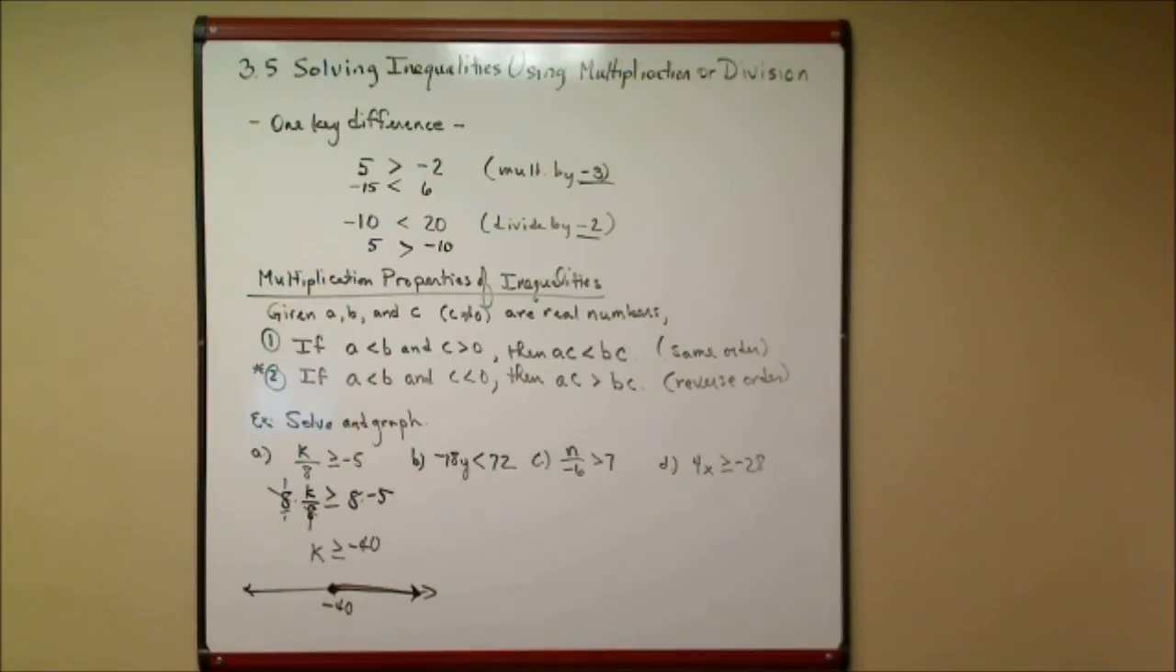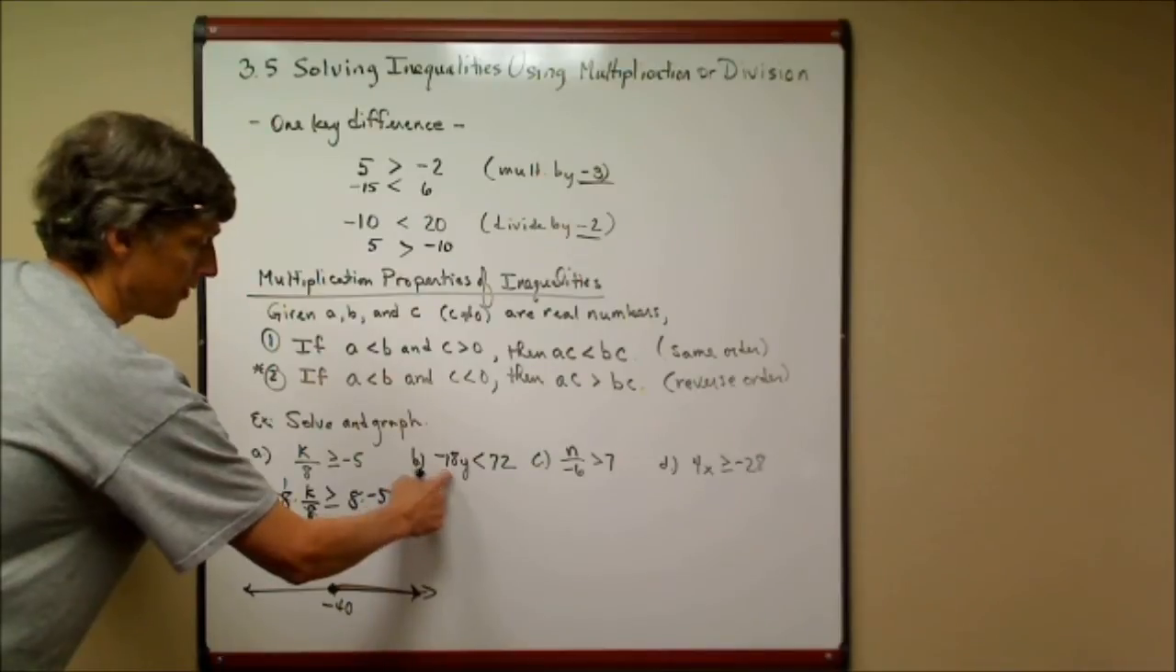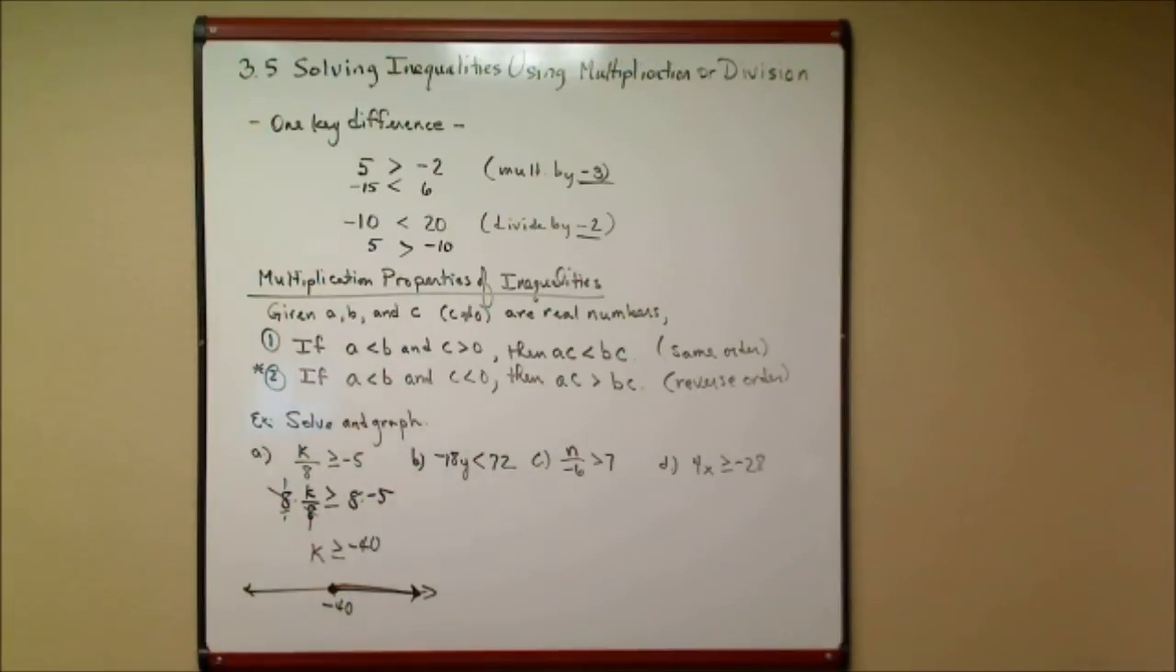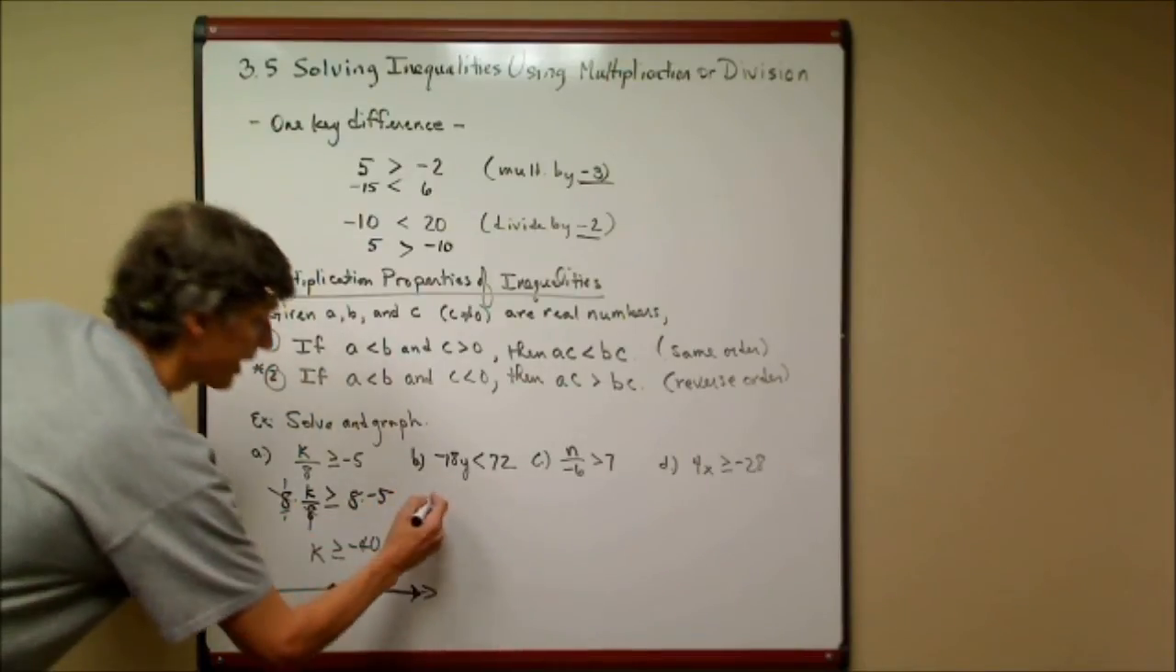Next example. Negative 18y less than 72. To solve for y, I've got to get rid of the negative 18. That's times it. So just like I did with equations, something times, I do the inverse operation, I divide. So I'm going to divide both sides by negative 18.